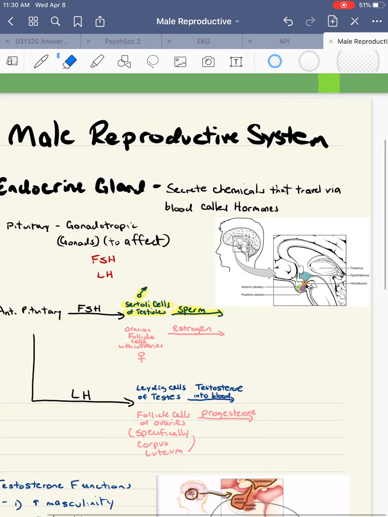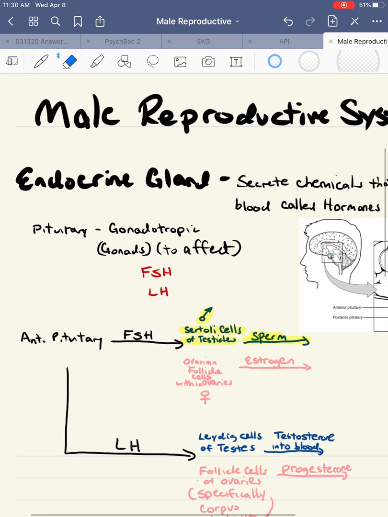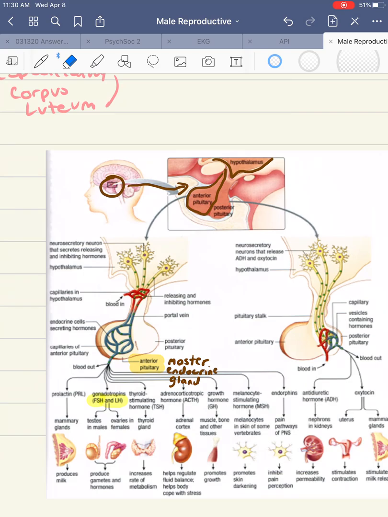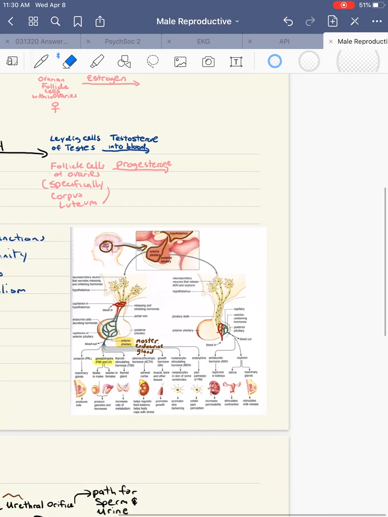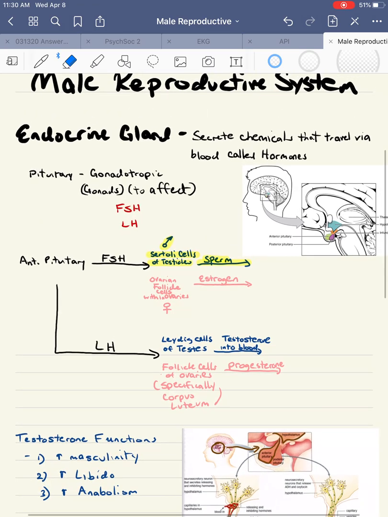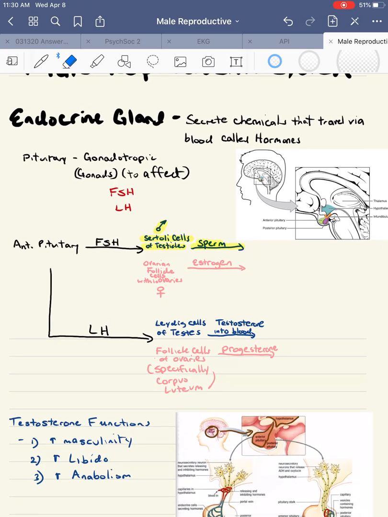Quick reminder, your pituitary gland is also known as your master endocrine gland. And what is an endocrine gland? An endocrine gland is a gland that secretes chemicals called hormones. Hormones are chemical messengers that travel within the bloodstream.